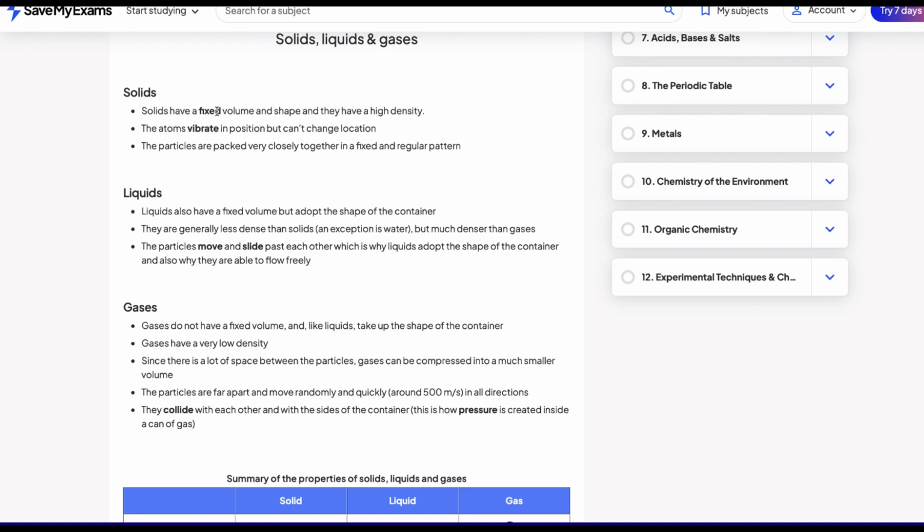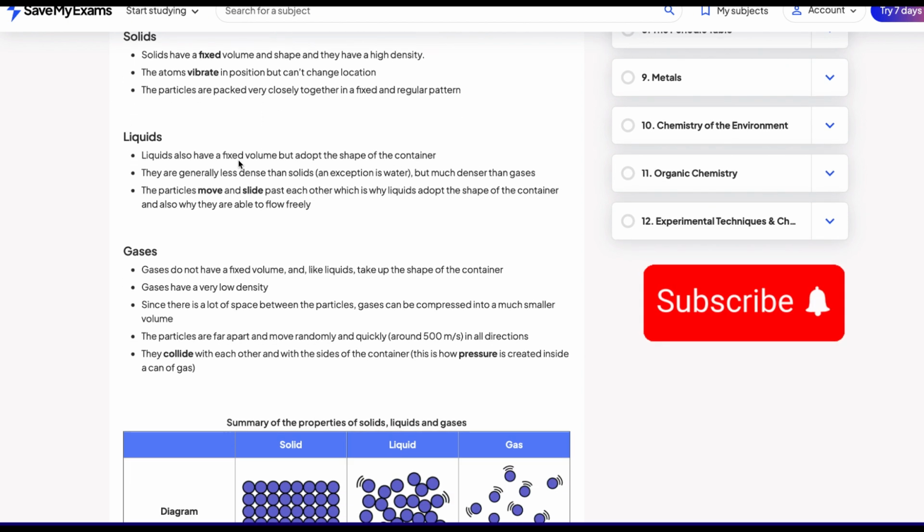They have fixed shape and fixed volume. They have fixed volume and fixed shape, and they have high density. The atoms only vibrate about their fixed position. Okay, so we can say the particles are packed close together in a very regular pattern.